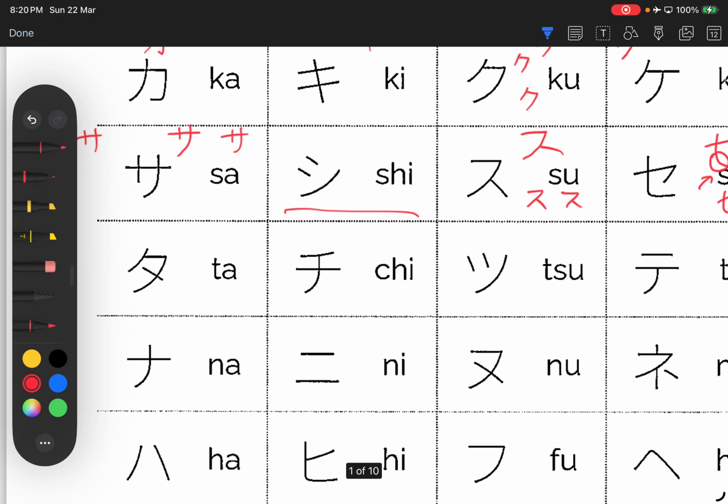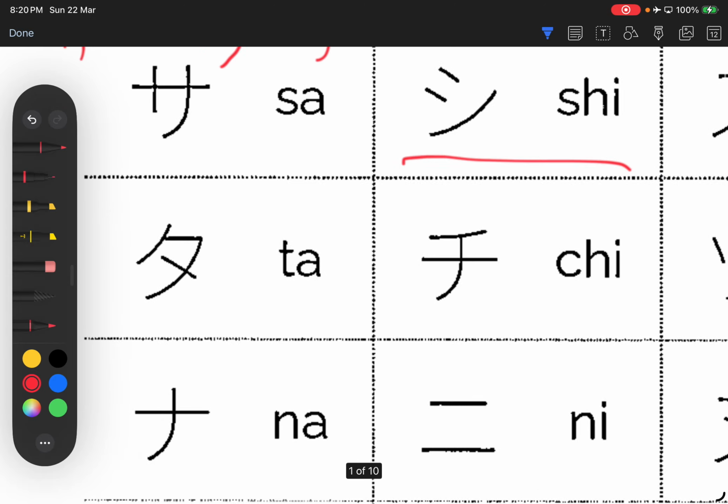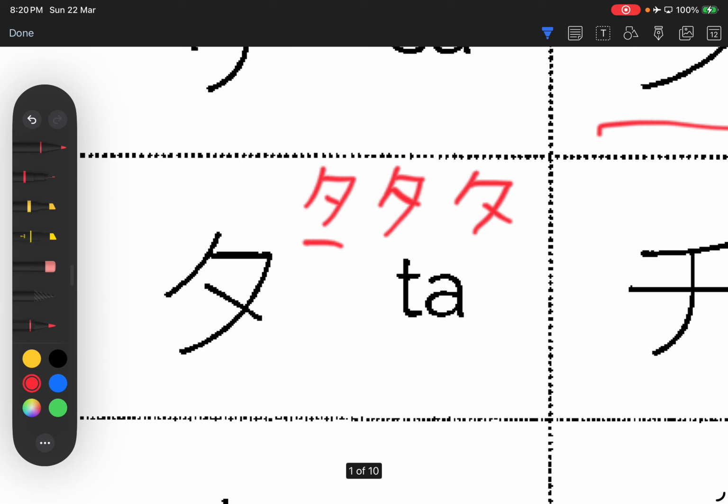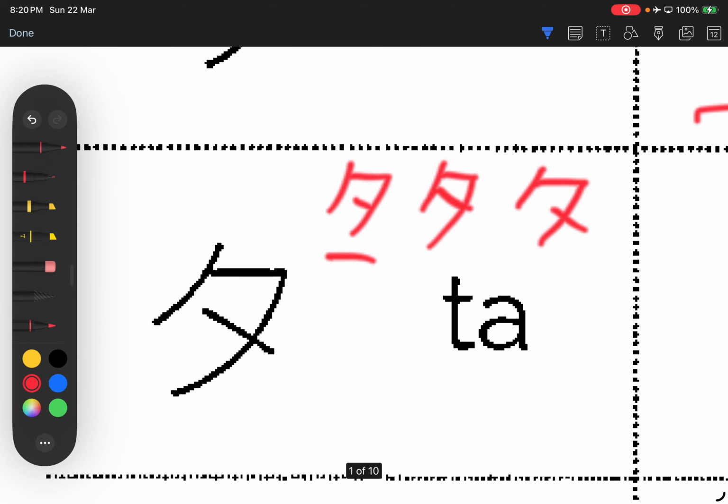Okay, next we have ta. Ta. Okay, so ta, some people will write it like this, some people will write it like this, right? Whether they connect or not, some people will write it like this. So for me, I like this one, the first one. I'm not saying the second or the third one is wrong, but the first one is much more preferred.